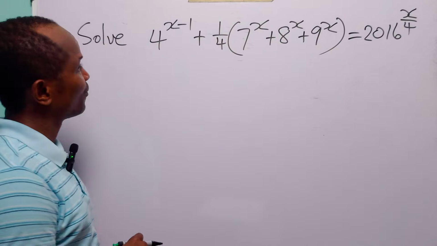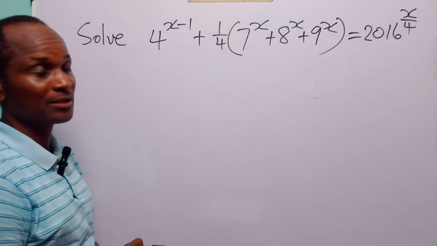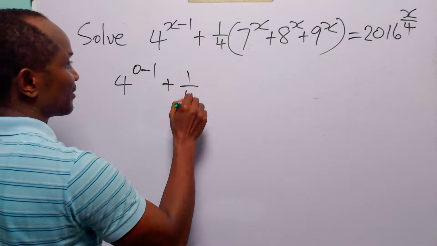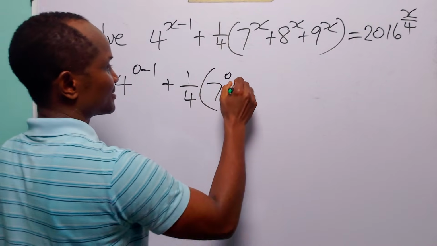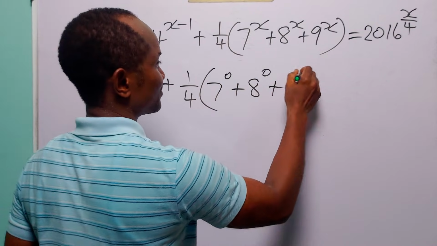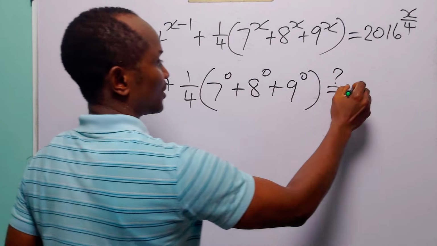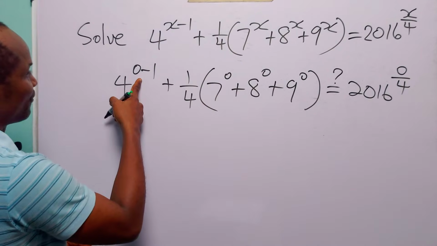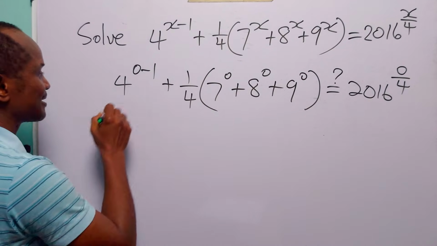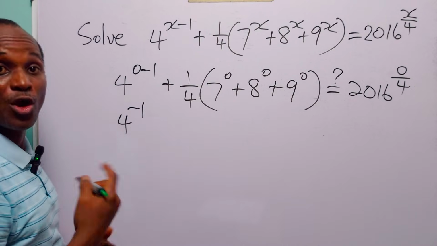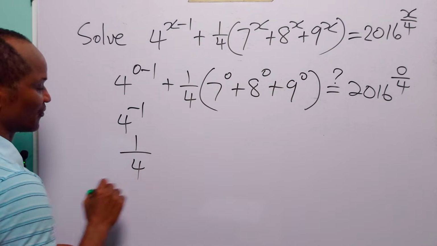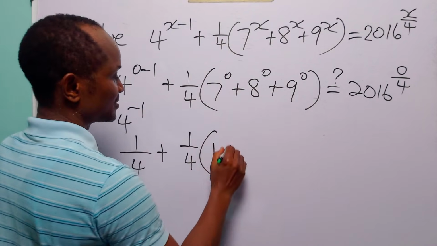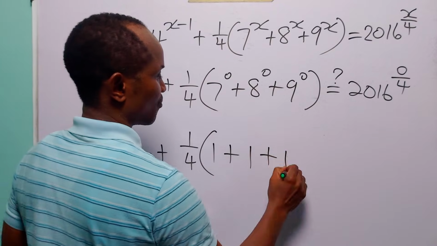Now to check our answer, when we substitute 0 into the original equation, we have 4 to the power 0 minus 1 plus 1 over 4 times 7 to the power 0 plus 8 to the power 0 plus 9 to the power 0. Is this equal to 2016 to the power 0 over 4? Now, of course, 4 to the power 0 minus 1 is the same as 4 to the power minus 1, which of course is the same as 1 over 4. Now here we have 1 over 4 into this to the power 0 is 1, 1, 1.